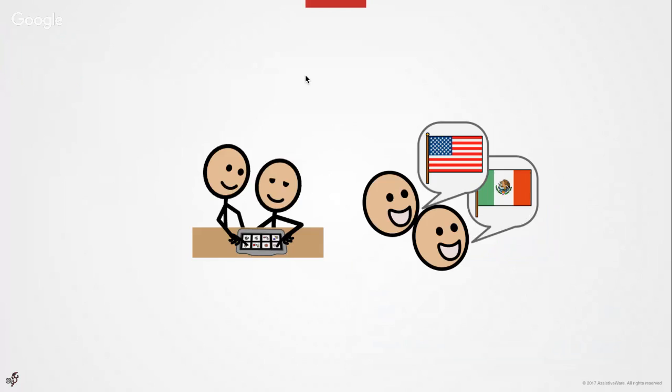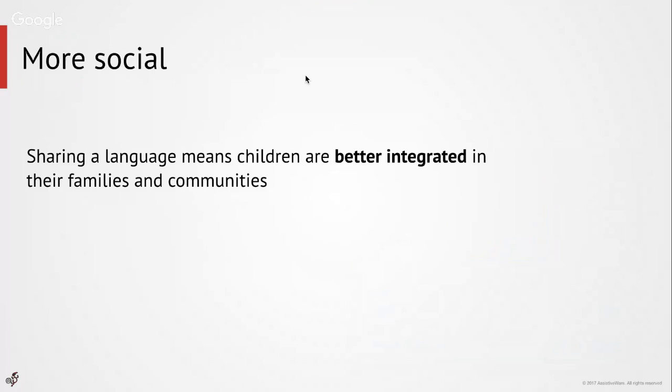Now that we have set the tone of the talk, let's move a little bit into bilingual AAC. And something I would like to tell you is why I think it's a really good idea to support children that are already immersed in a bilingual situation. So sharing a language means children are better integrated in their families and communities. Sharing the same language is sharing the same culture and sharing the same values. So if you are able to speak the same language as everybody else around you, there is less of a stigma about being non-verbal and a greater chance of being seen as part of the community.